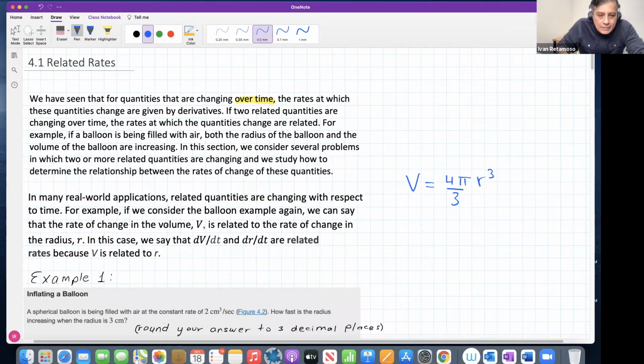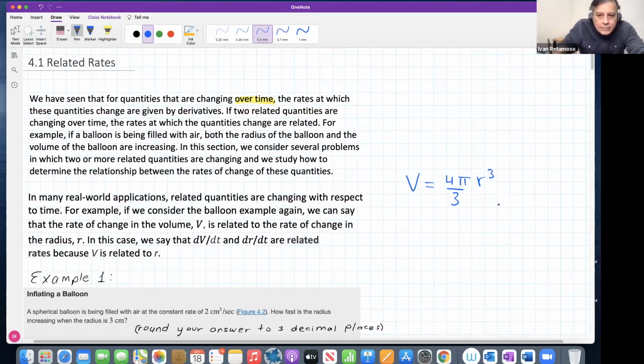This is what I'm saying here: if the quantities that are changing over time are related, somehow the derivatives of these quantities should also be related. That is why this section is called related rates. Related derivatives somehow, and the derivatives are always with respect to time.